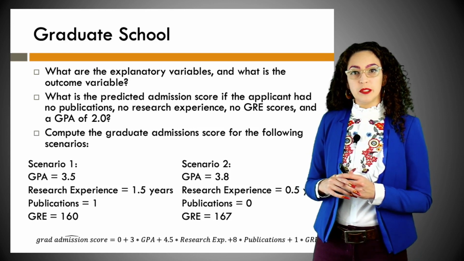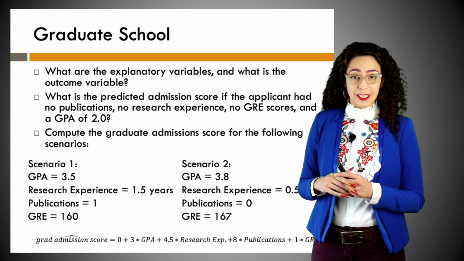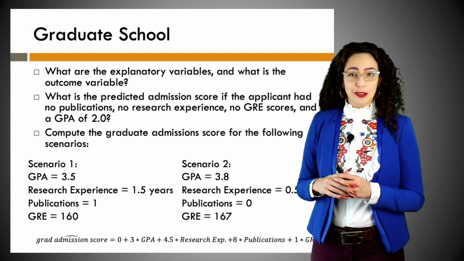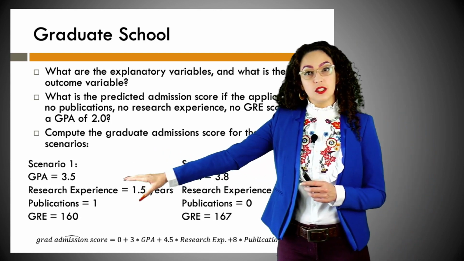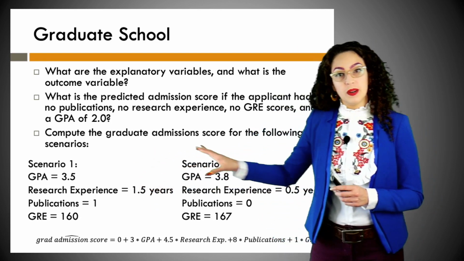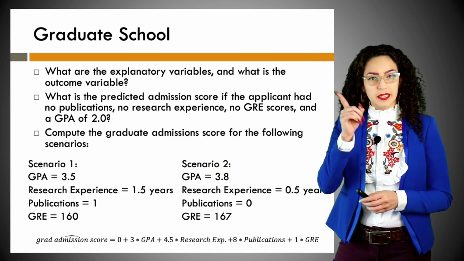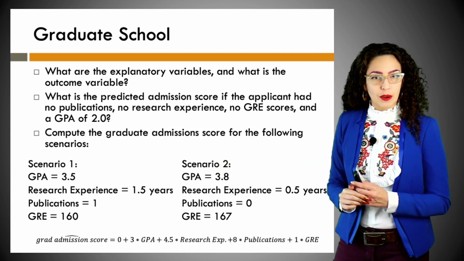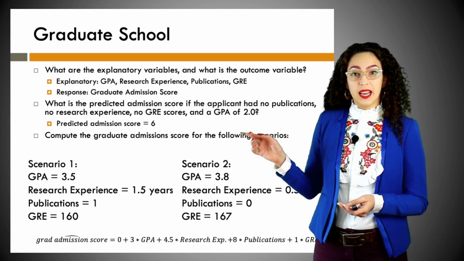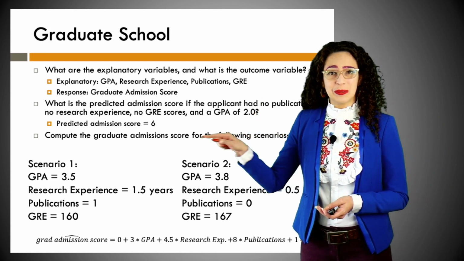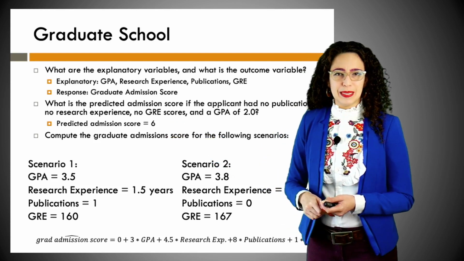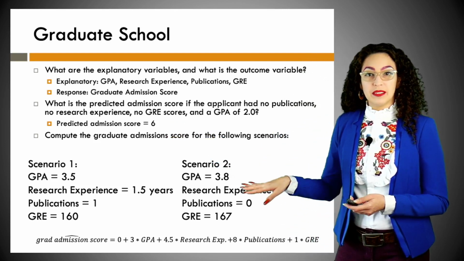So what is the predicted admission score if an applicant had no publications, no research experience, no GRE score, and a GPA of 2.0? And then go and compute the scores for this person, scenario number 1 and scenario number 2. Pause me. Do this. Give it a go. All right. If a person had a GPA of 2.0 and nothing else, their predicted admission score would be 6. Really tiny.